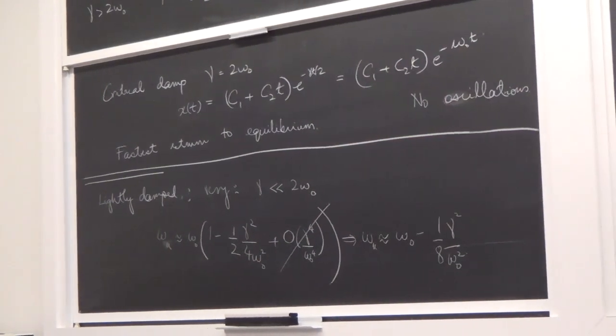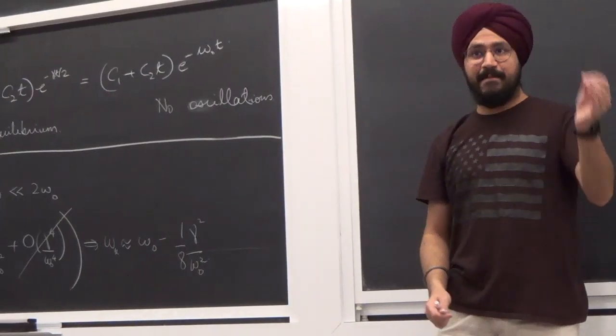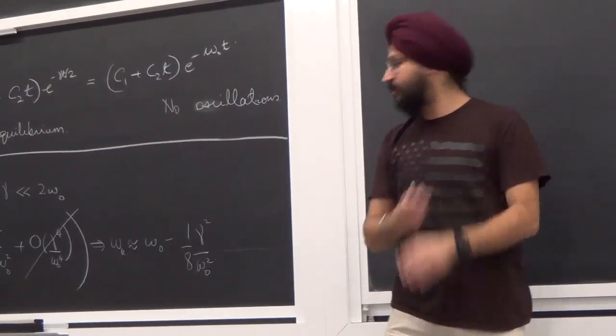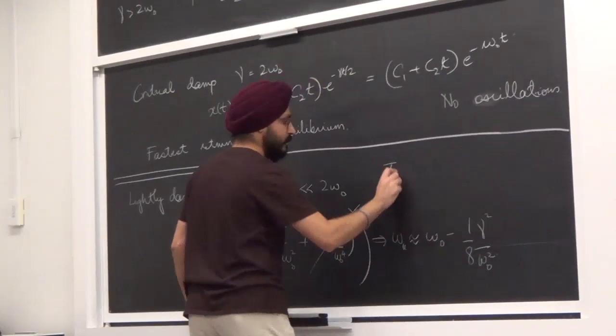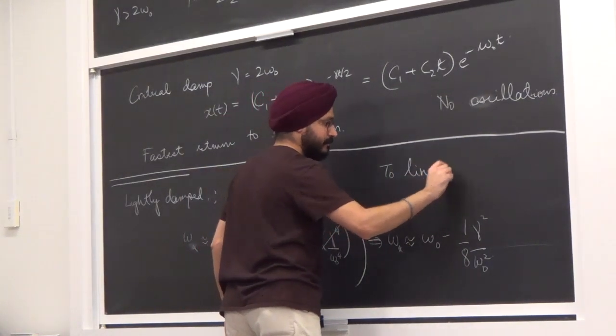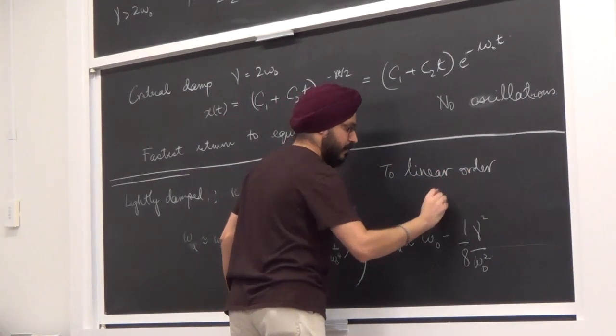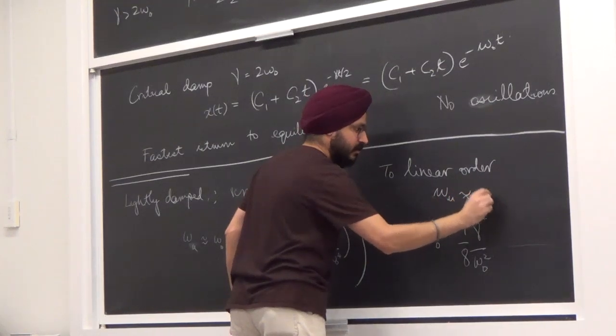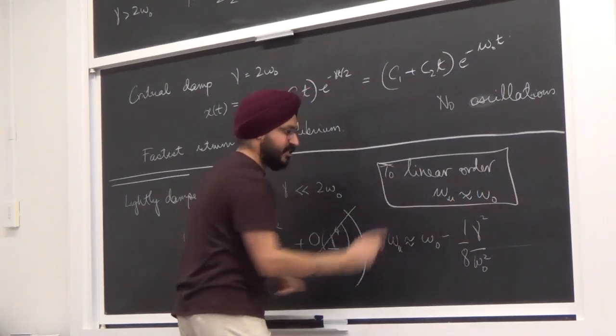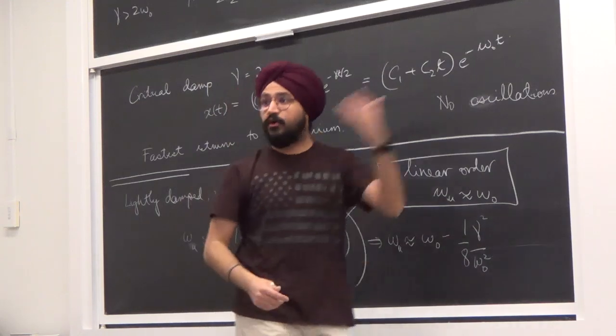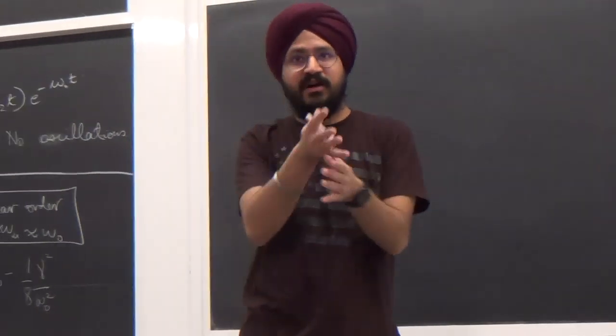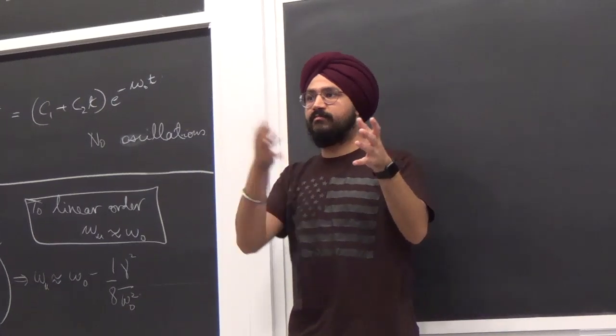And the cool piece here being that for small damping, to leading linear order, omega u is approximately omega naught. The correction that occurs in the first place is order gamma squared. Okay? So if gamma over omega naught is small, the correction is going to be pretty small as well. So to linear order, you can always approximate omega u by omega naught.